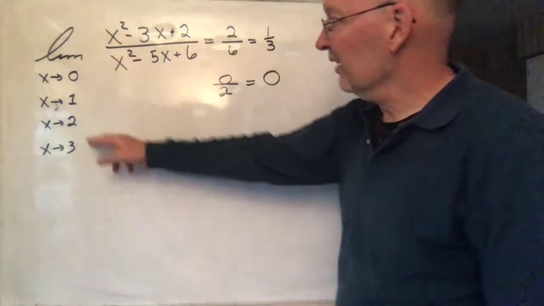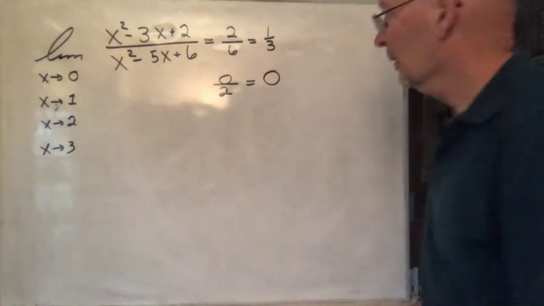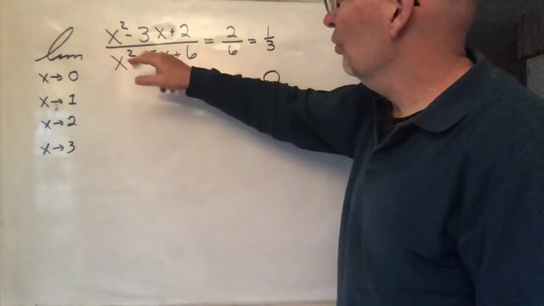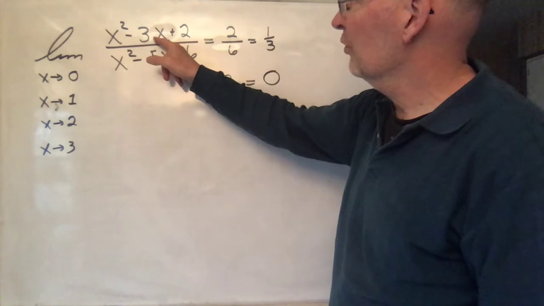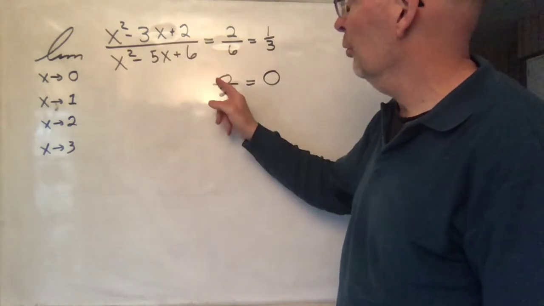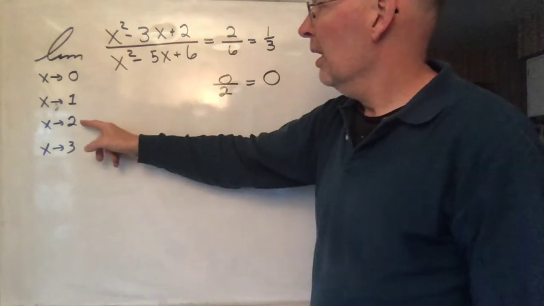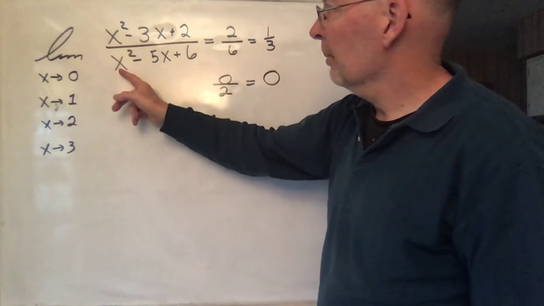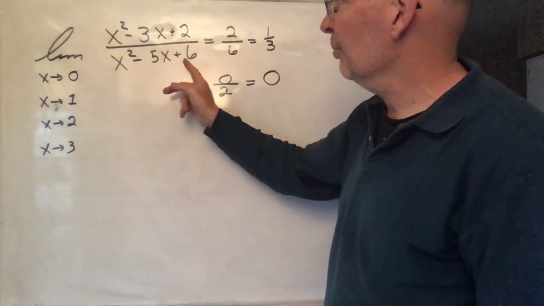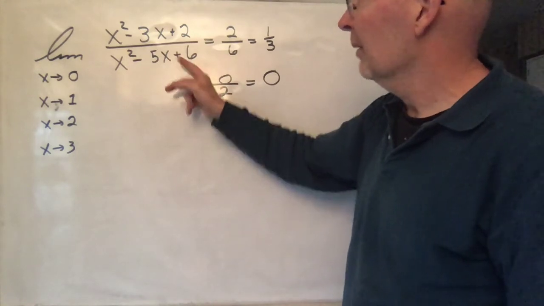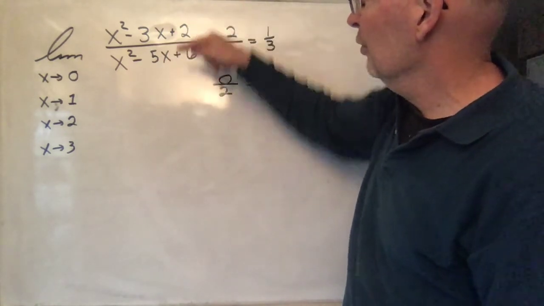Now what happens as x goes to 2? As x approaches 2, you're going to get 4 minus 6, which is negative 2, plus 2 is 0. That's no problem. We'll have a 0 on top. But notice, we're also going to get 4 minus 10 is negative 6, plus 6 is 0 on the bottom. So now we have a case of 0 over 0.